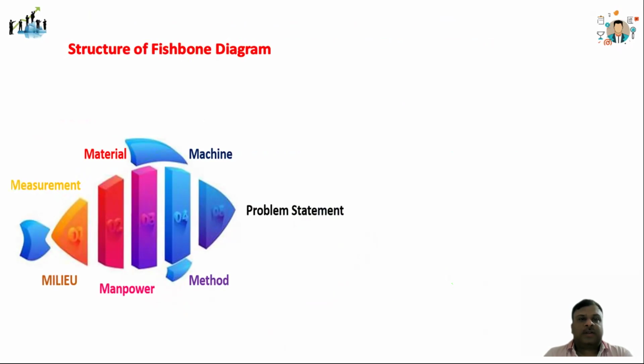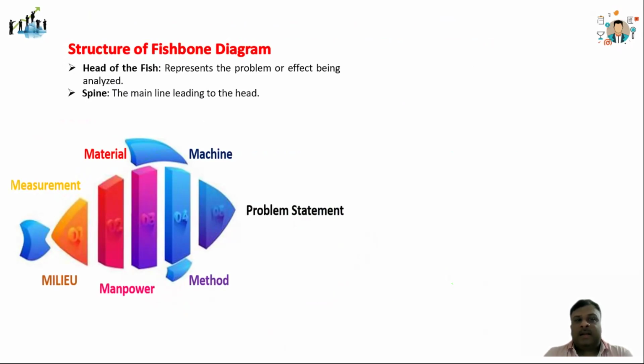Let's talk about the structure of the fishbone diagram. The head of the fishbone represents the problem or effect being analyzed. The spine is the main line leading to the head. Bones, or we can say branches, are the major categories.